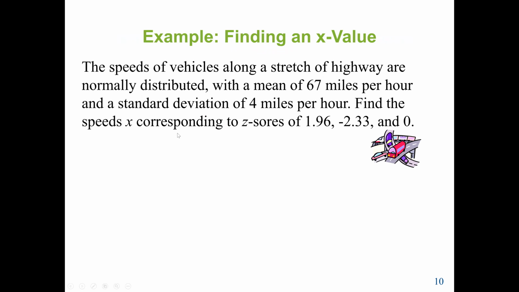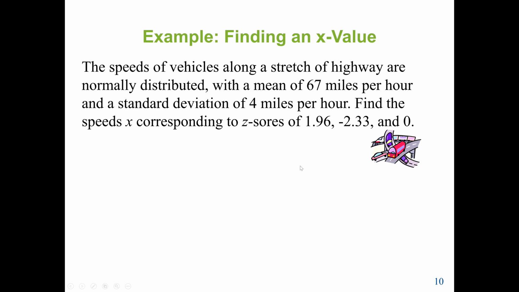So let's try one example here. They said the speeds of vehicles along a stretch of highway are normally distributed with a mean of 67 miles per hour, and the standard deviation is 4 miles per hour. Find the speed x corresponding to the z-scores of 1.96, negative 2.33, and 0. So here you can see we are looking for the x, which is the speed, but the z value is given. So if the z value is given, it's easy.